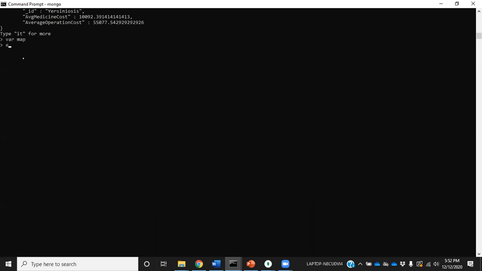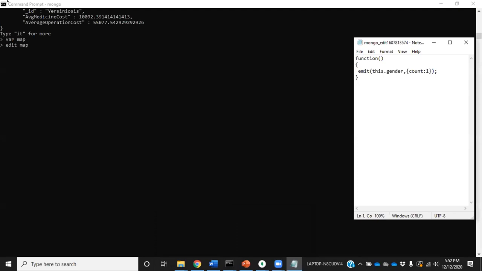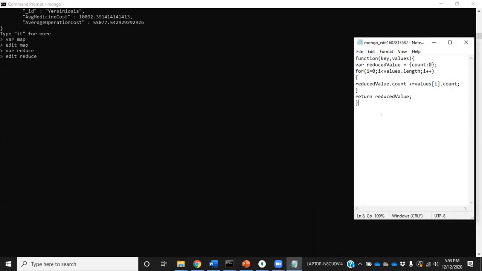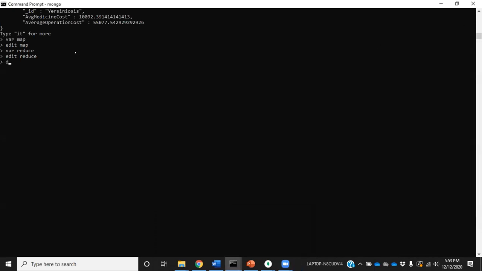We are creating the variable for the map. Now we will write the map function. This is the map function. Can you write the reduce operation? This is the reduce function we have written. So after running these map and reduce functions, we'll get the output.